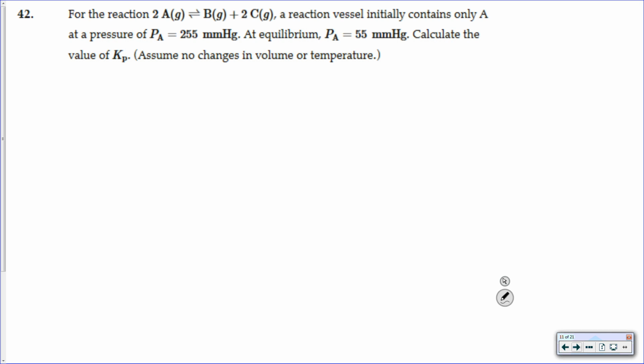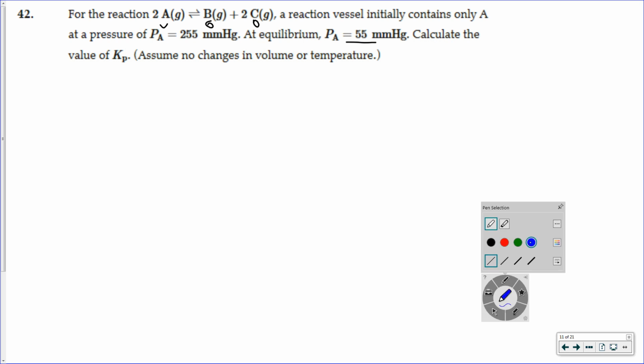It tells us that you've got a reaction, 2A decomposes to yield B plus 2C. And it tells us the reaction initially only contains A. So there's some of this guy, and there's 0 of these to start with. The pressure of A is 235 initially. Once it reaches equilibrium, the pressure of A drops to 55. I want to now calculate K sub P. So this is an ICE problem. I've got initial and I've got an equilibrium concentration. That's the approach I've got to use. So I'm going to write my reaction out.